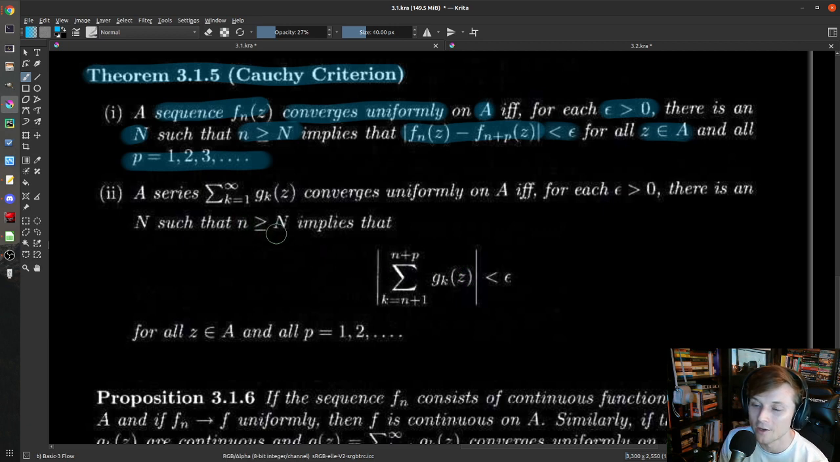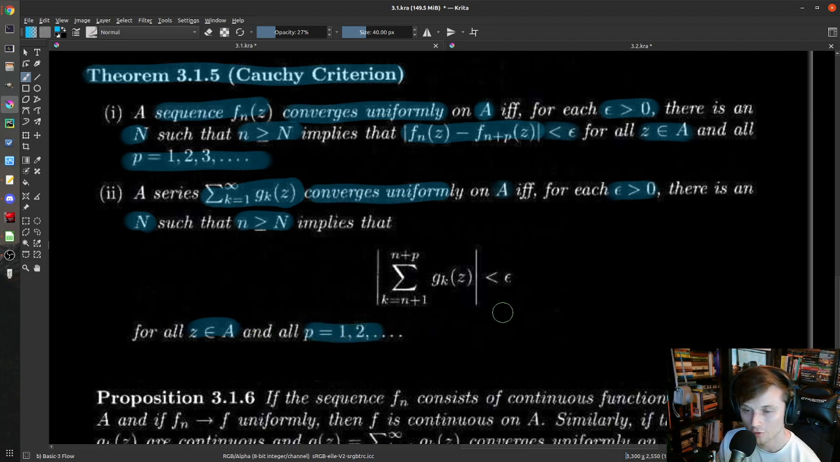And then we have the second part: a series from 1 to infinity of g_k(z) converges uniformly on A if and only if for every epsilon greater than 0, there is a big N such that for all little n greater than or equal to big N, the sum in modulus from k equals n plus 1 to n plus p of g_k(z) is less than epsilon for all z in A and all p in 1, 2, 3, and so on.